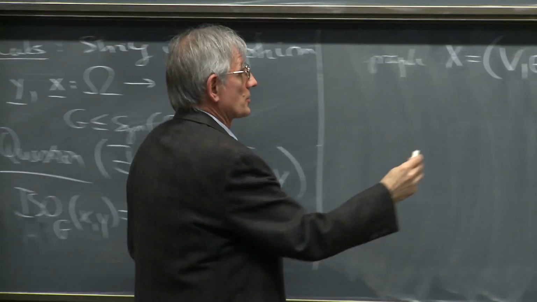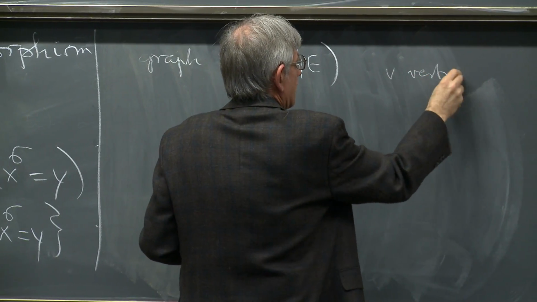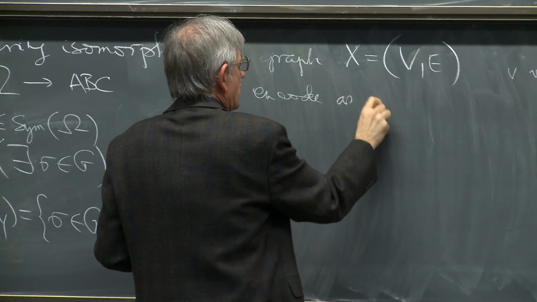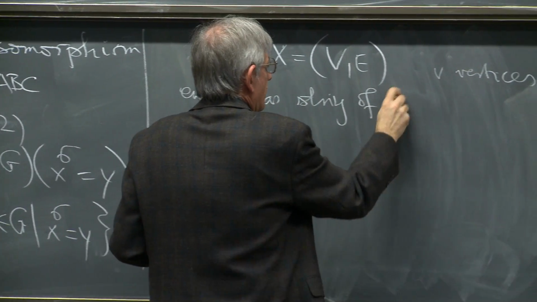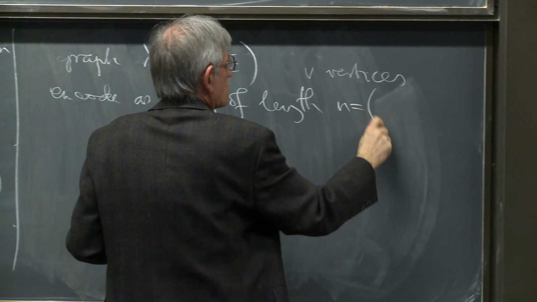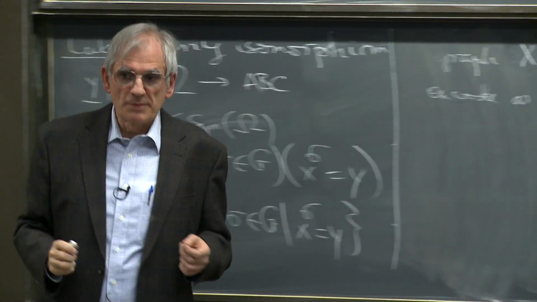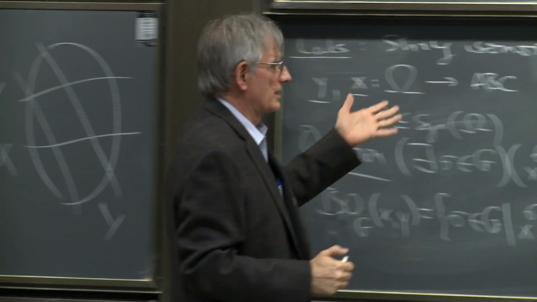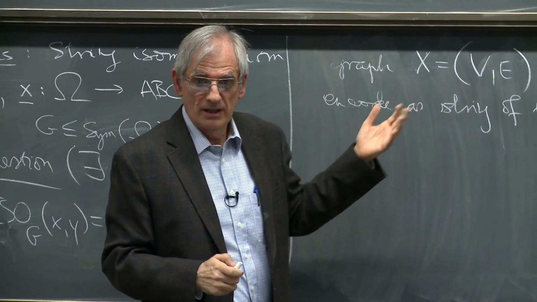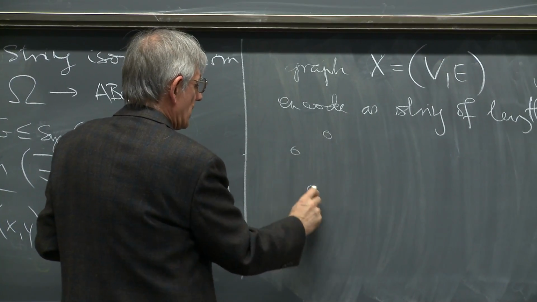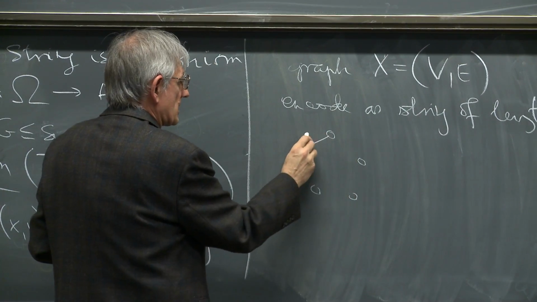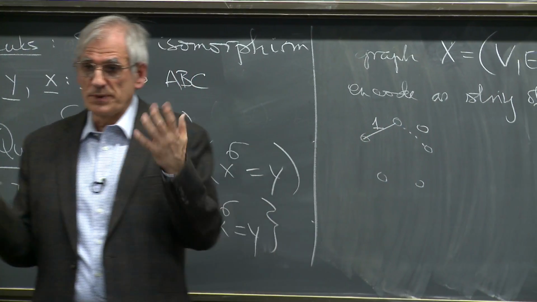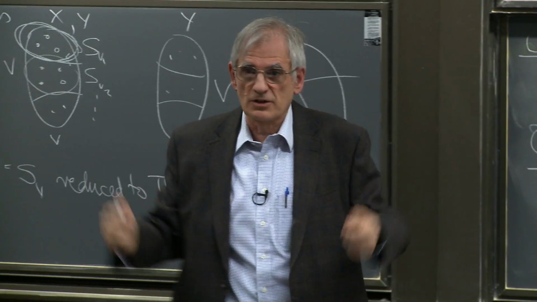Then I can encode it, so if this has V vertices, I can encode it as a string of length n equal V choose 2. Simply for every pair, I write 0 or 1, depending on whether the edge is missing there or the edge is there. Okay, so if I have a graph, then for every pair of vertices, I decide, okay, I put 1 if there is an edge there, and 0 if there is no edge there. So that's V choose 2 pieces of data, and I string them up. It's a string of length V choose 2.